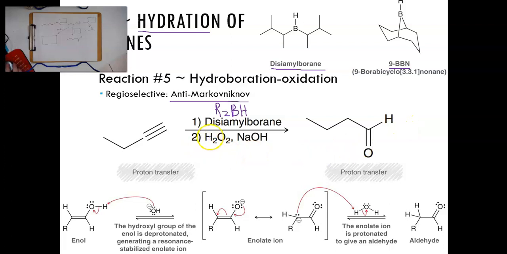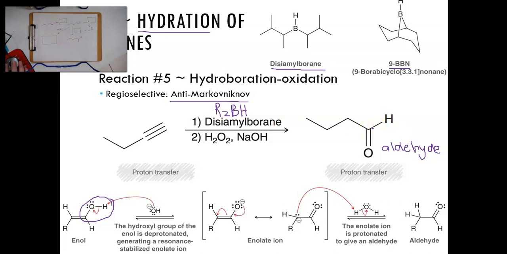In the second step, we're using hydrogen peroxide and sodium hydroxide, which is the same as what we saw in our alkene chapter. And so as a result, the oxygen is getting added to that end carbon. And because it's added to that end carbon, we're going to create an aldehyde instead of a ketone. So a ketone has a carbon on either side of that double bond, and an aldehyde has a hydrogen on one of the sides. So we create this aldehyde instead.